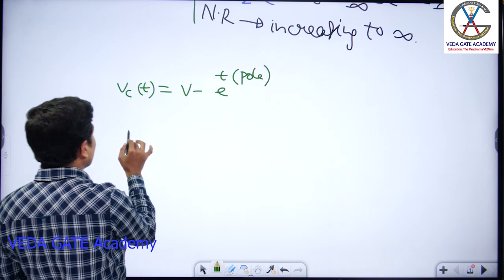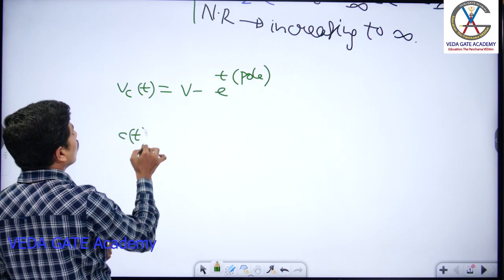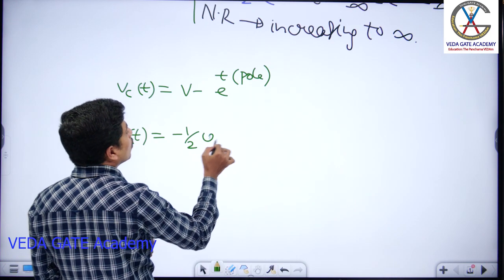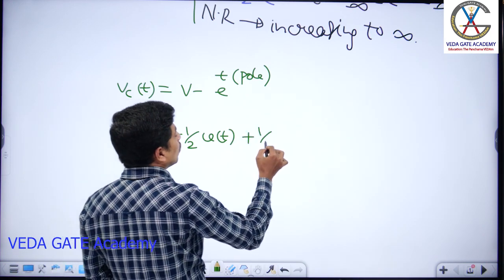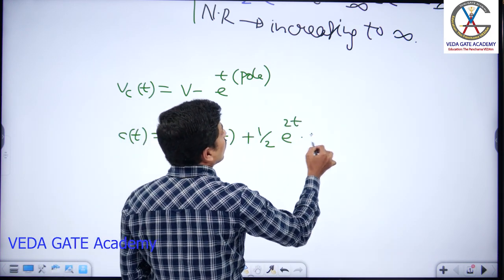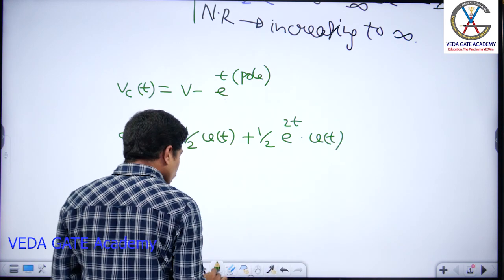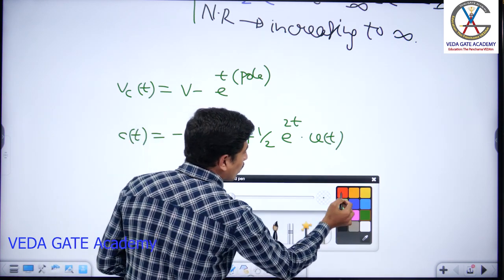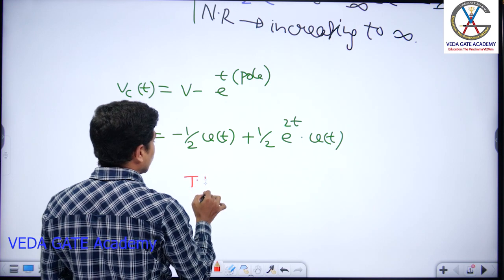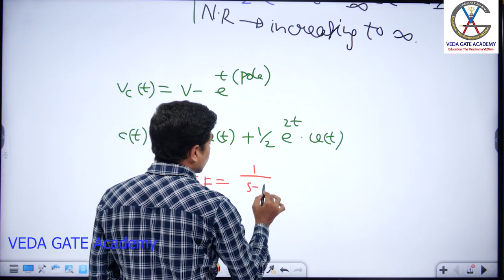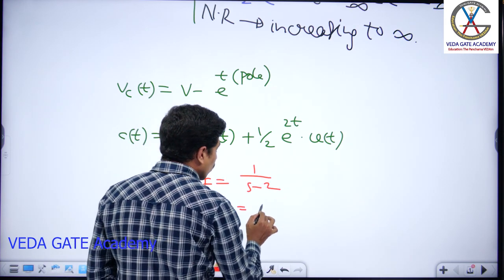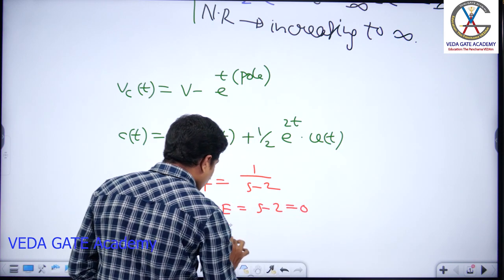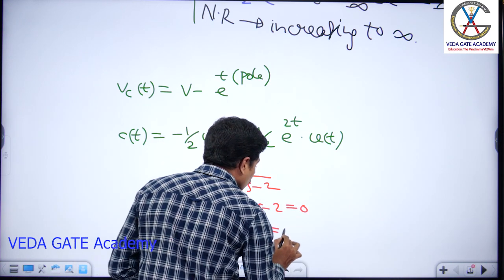In the second example, we got c of t equal to minus 1 by 2 into u of t plus 1 by 2 into e power 2t into u of t. The transfer function we had taken is 1 by s minus 2. What is the characteristic equation we got? s minus 2 equal to 0. What is the pole we got? That is s is equal to 2.